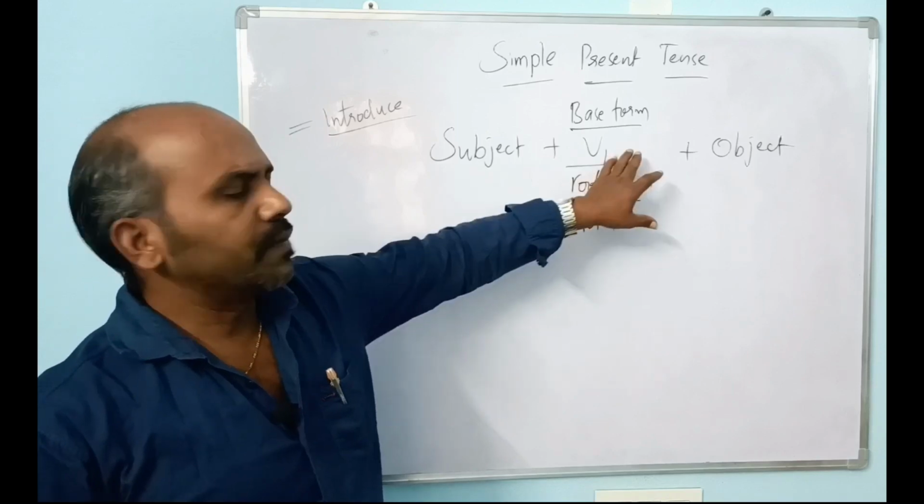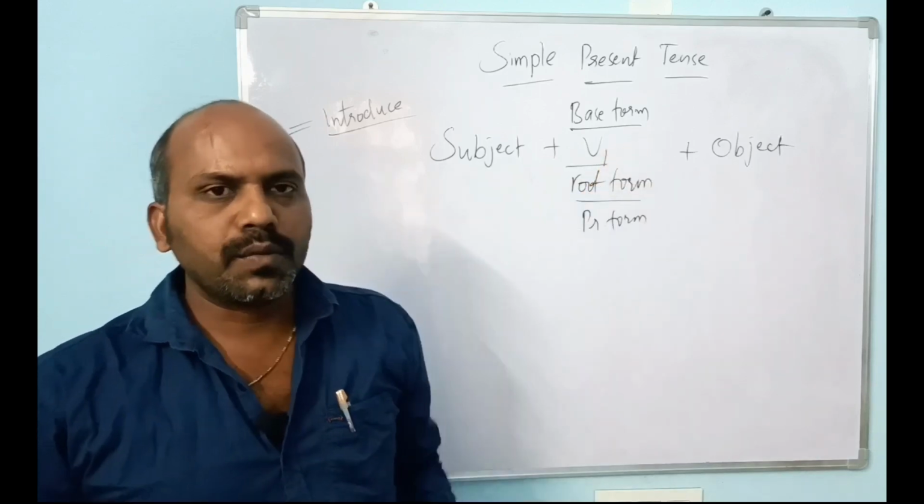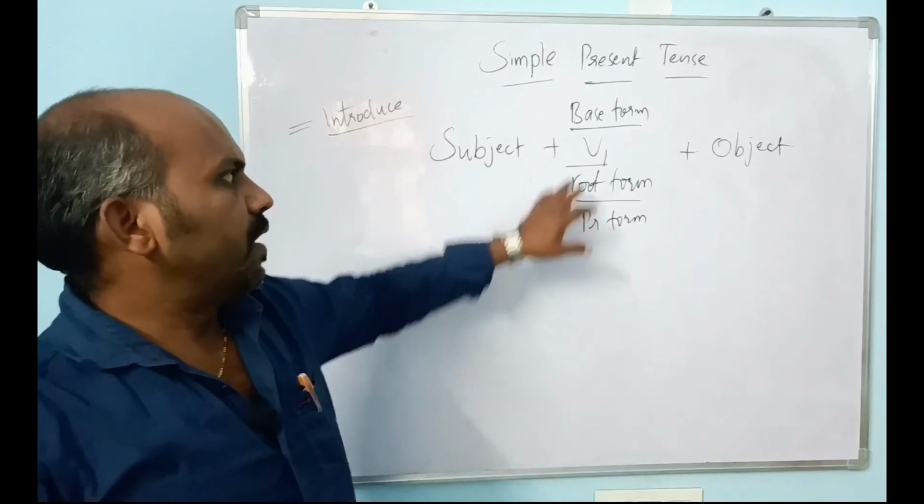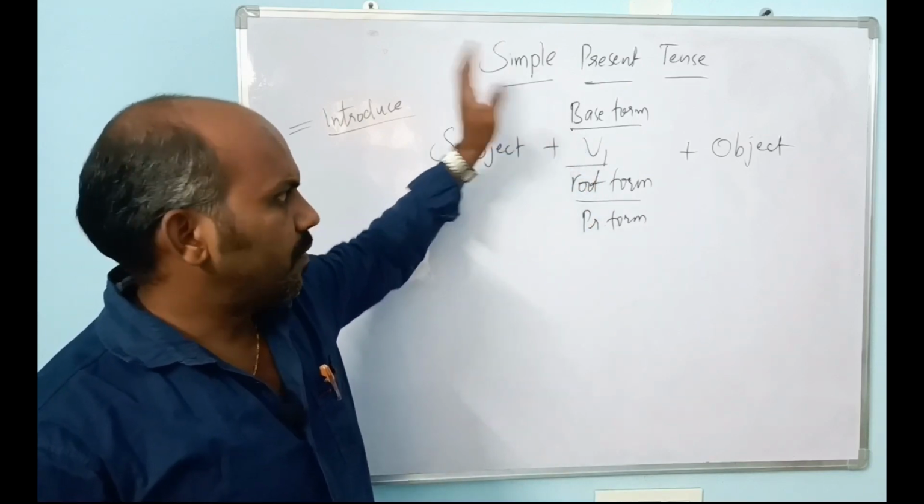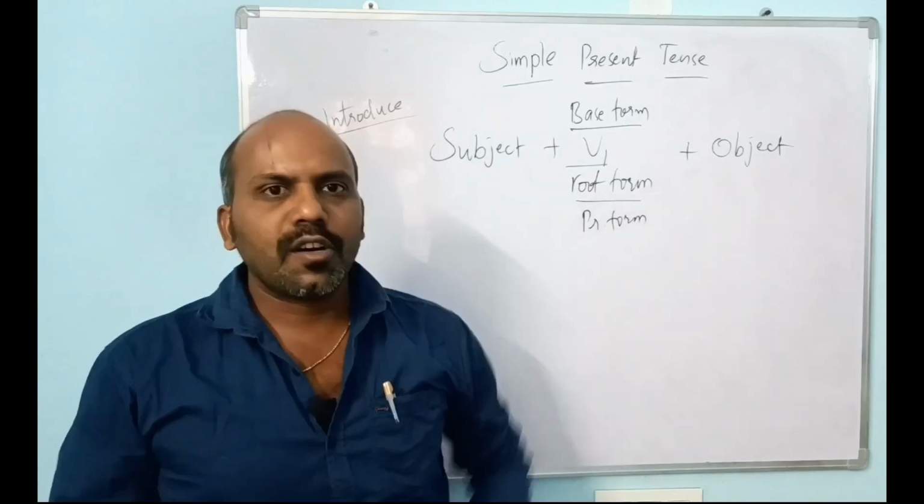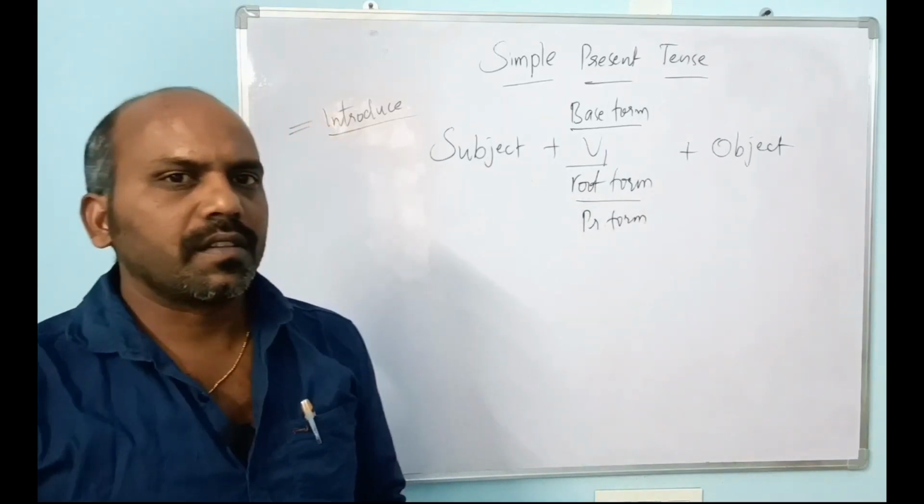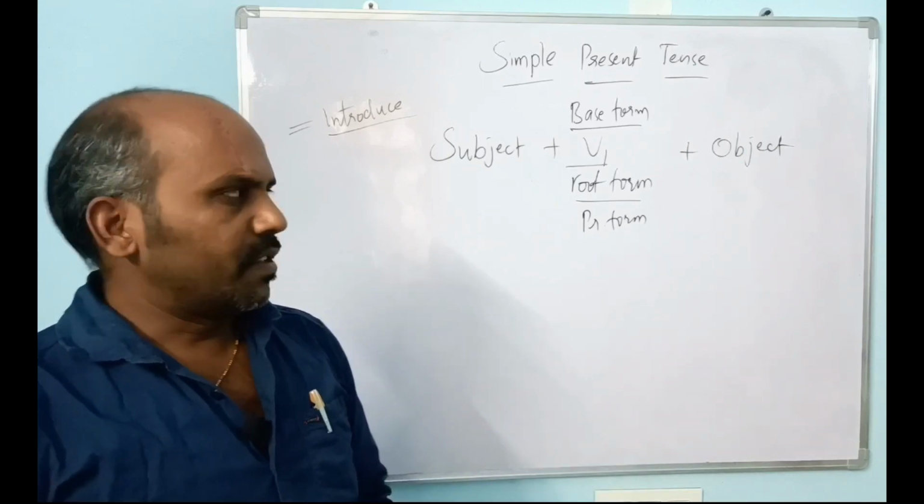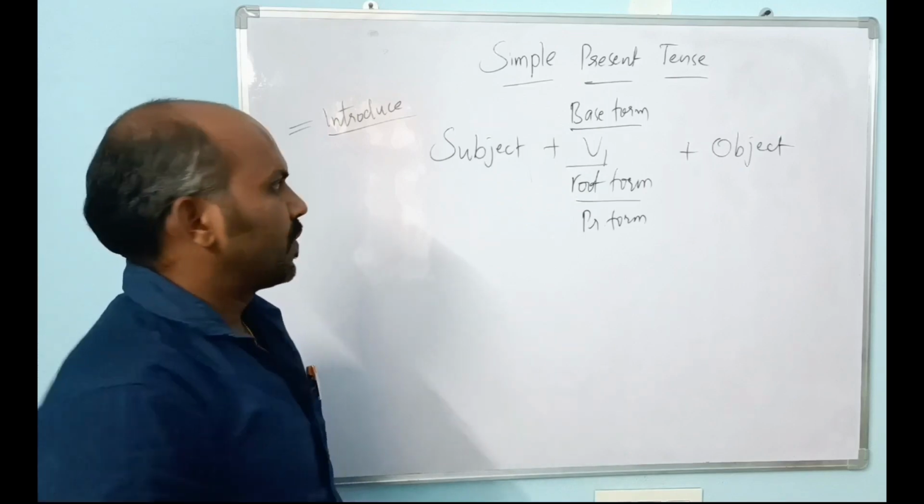Subject plus V1, actually. We have V1, V2, V3, V4 and V5 forms, right? Verb forms they are. And the V1 form is also called the base form, the root form and a present form, plus object. It is the structure of a simple present tense. Very simple structure, right? So that's why it's called simple tense.